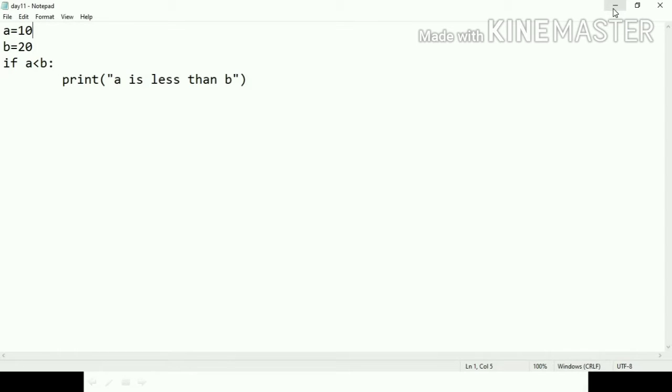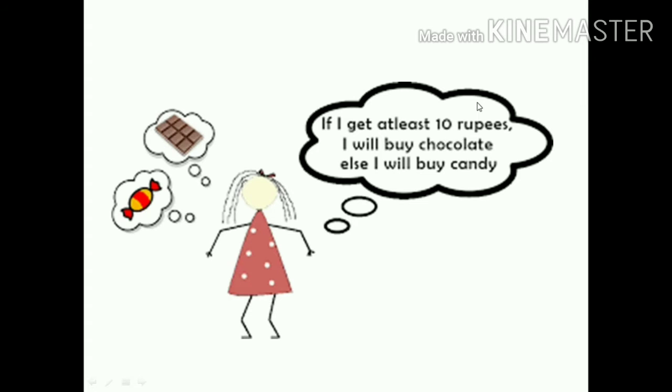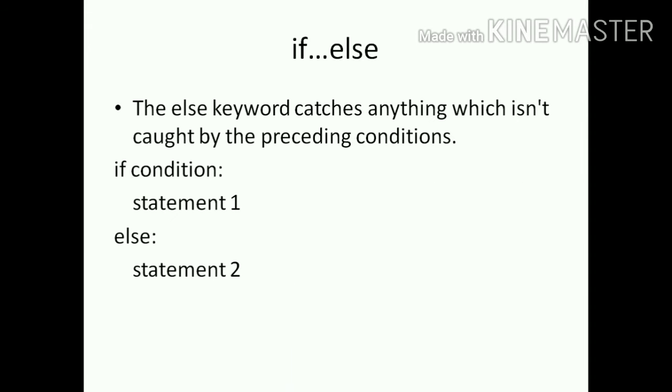But in case this statement is not true, what do we need to do? Like, take an example. This is a girl. She says, if I get at least 10 rupees, I'll buy chocolate, else I'll buy candy. She says if she gets 10 rupees, she'll buy chocolate. But if she doesn't get that 10 rupees, then she'll buy candy. So the example which we saw was just, if this statement is true, I'll execute this. But if that statement is not true, the alternative plan was not there. For that alternative plan, we have the else statement. The else keyword catches anything which isn't caught by the preceding conditions.